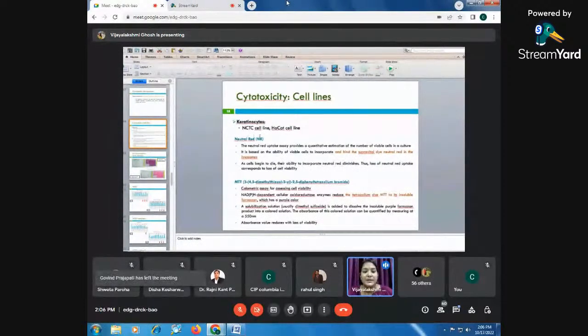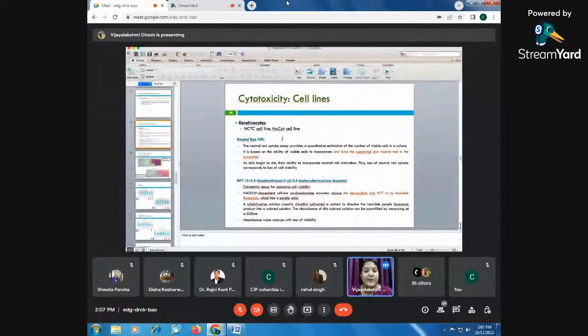All of us know that the neutral red uptake assay provides a quantitative estimation of the number of viable cells, because neutral red binds to the supravital dye, that is, the lysosomes of our cells, and it provides the data on viability. As the cells begin to die, they are unable to incorporate neutral red in their lysosomes. So as the cell viability decreases, neutral red uptake also decreases. So this can be used for studying viability.